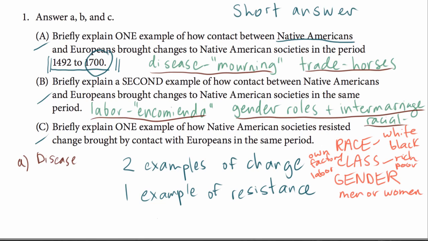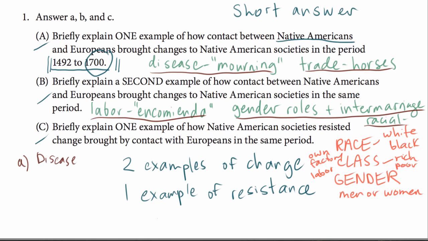And the three most important things we talked about were, first, that you really have to pay attention to the timeline given to you in the question because you don't want to give an answer that's outside of that time frame. So only talk about the period from 1492 to 1700, nothing after that.